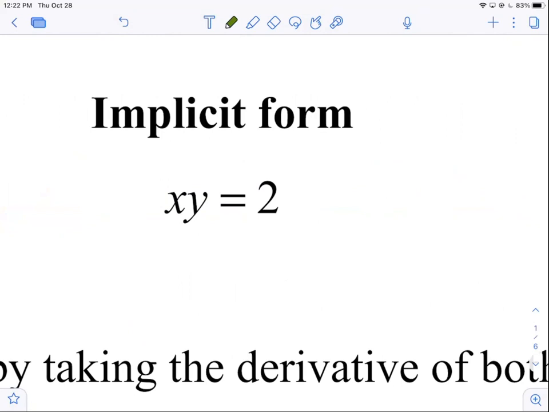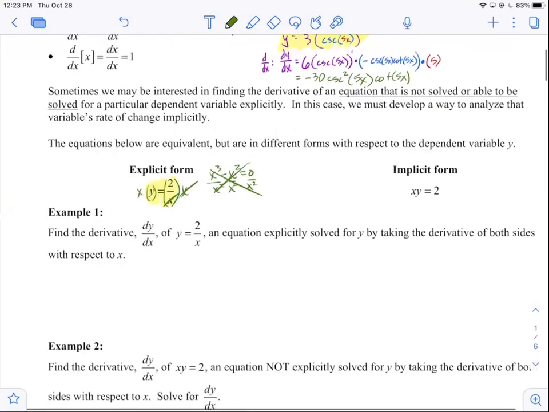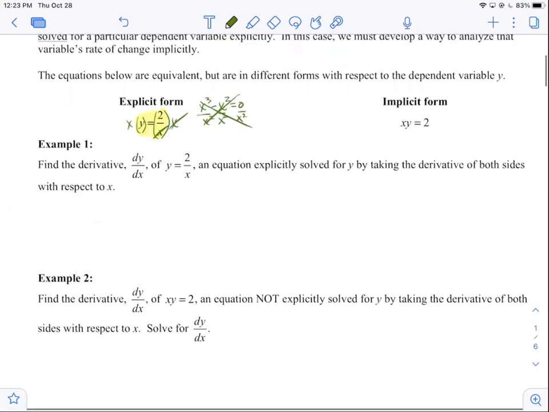Now, if I asked you to take the derivative of xy equals 2, I would hope your first step would be to divide both sides by x and take the derivative explicitly like we've been doing. But sometimes you're unable to do that. So what we're going to do is take the derivative explicitly like we're used to, and implicitly, and we should get the same answer, right? If it's another viable method, we should get the same answer on both of them. And if we don't, then guess what?